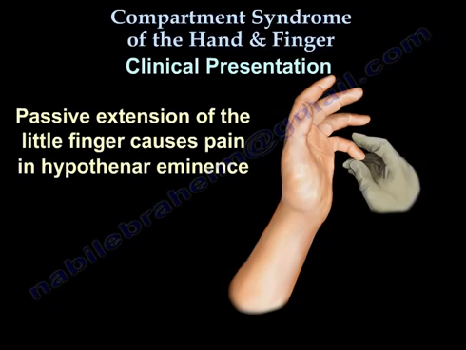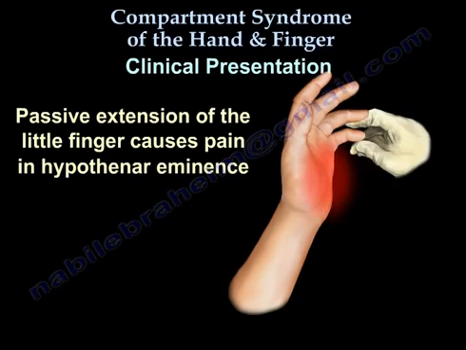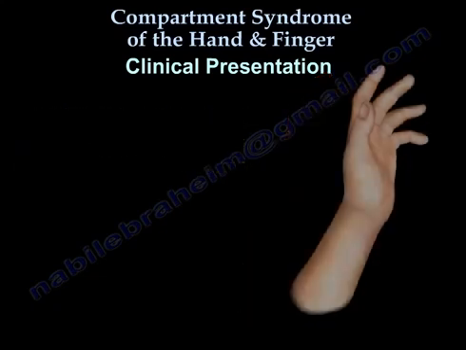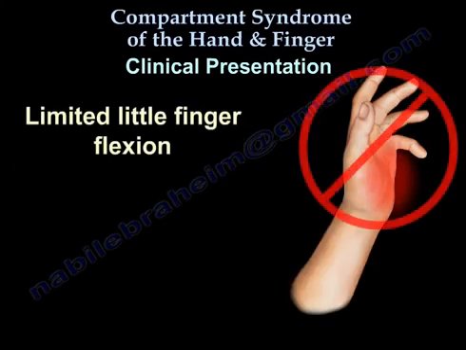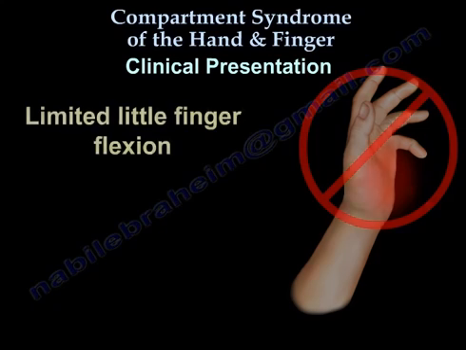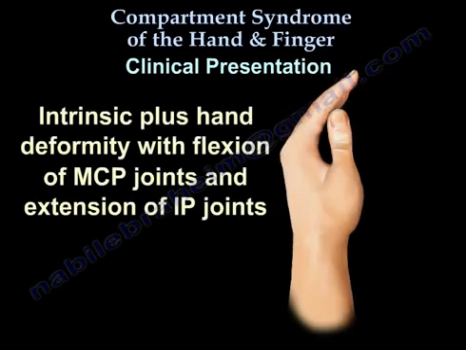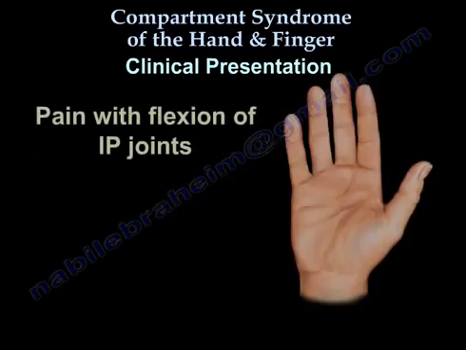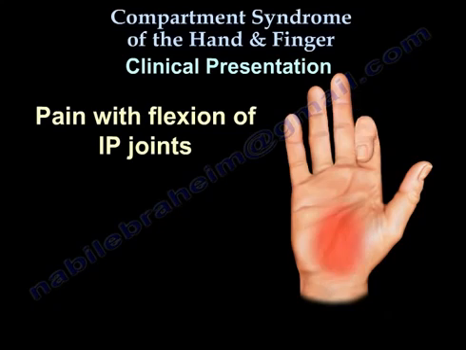Passive extension of the little finger causes pain in the hypothenar eminence. Limited little finger flexion. Intrinsic plus hand deformity with flexion of MCP joints and extension of IP joints. And finally, pain with flexion of IP joints.